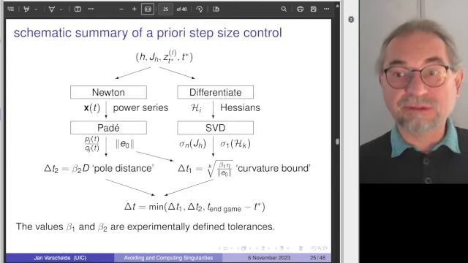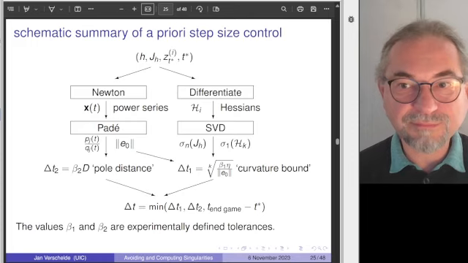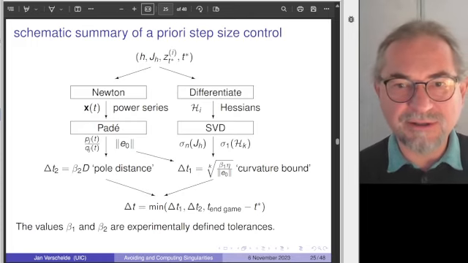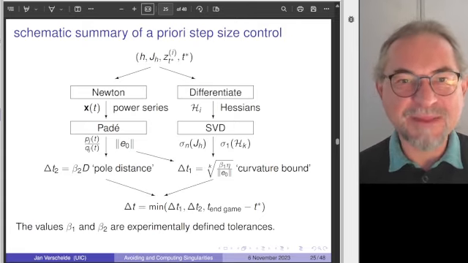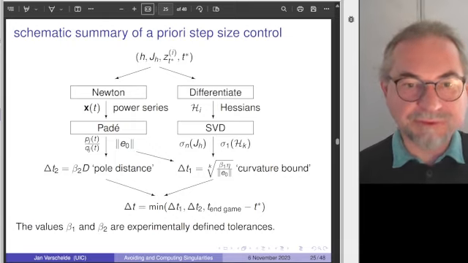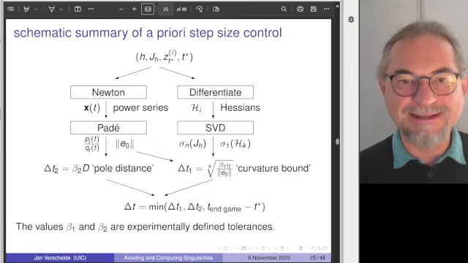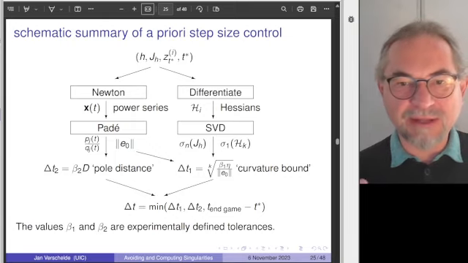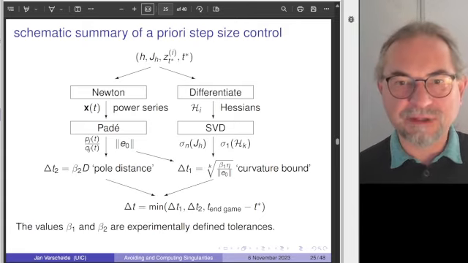Okay, so here is now the summary of our a priori step size control. It's the Newton Padé, or the Fabry Hesse Newton Padé predictor, as I called it. So we have, on the one hand, the step size control from the distance to the nearest pole. So the capital D is the pole distance. And then we have the curvature bound from the previous slide.